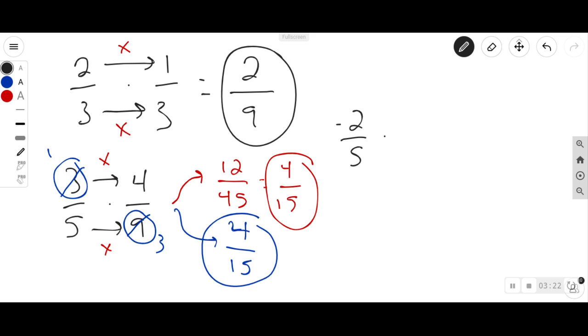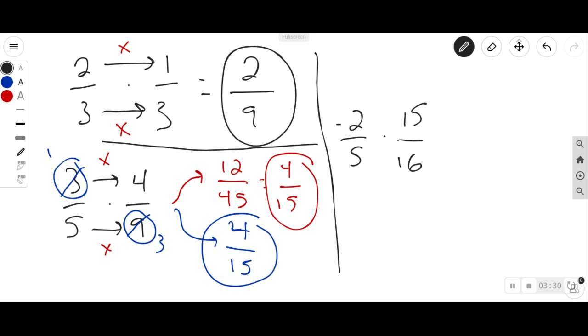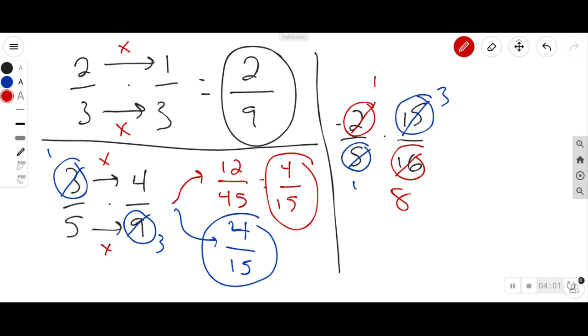Now let's say that we have -2/5 times 15/16. Let's separate the screen here, just so you can see them. Now, I'm going to simply reduce here at the beginning. That's what I always do. Notice I've got a 5 and a 15. They have something in common. 5 goes into 15 3 times. Then I have the 2 and the 16. Notice I ignored the negative sign on purpose. 2 goes into 16 8 times.